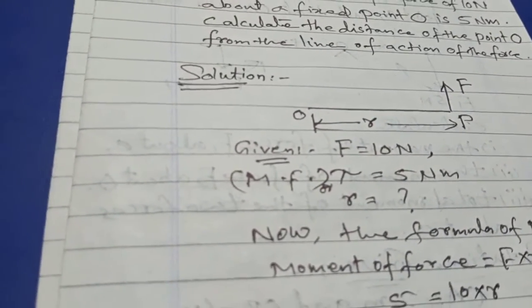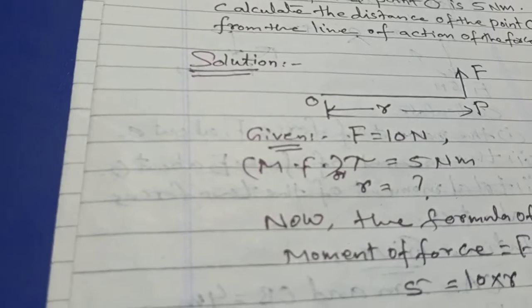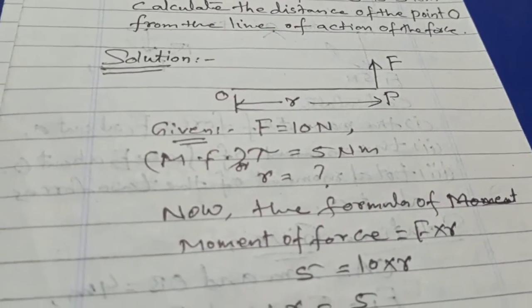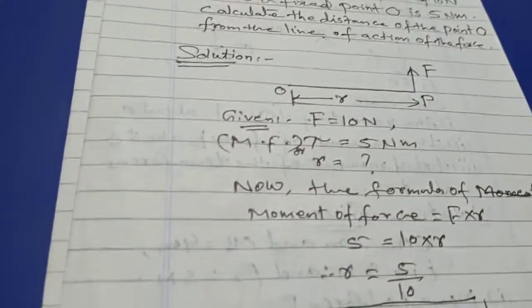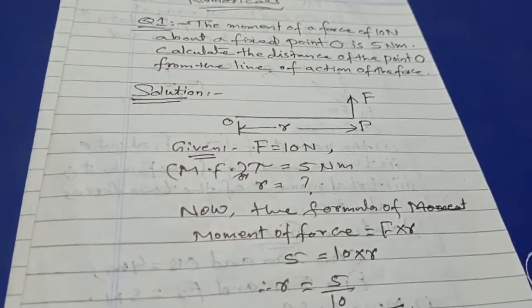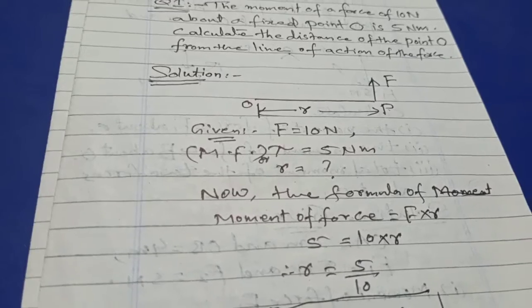So what is given? Given is F equal to 10 Newton. Moment of force, or torque, is 5 Newton meter. R is the distance, which we have to find out. Now the formula of moment of force is equal to F into R. This is covered in the theory part. Force multiplied by distance. Moment of force is given as 5 Newton meter. Force is 10 multiplied by R.